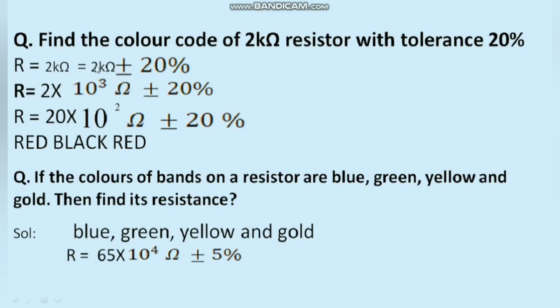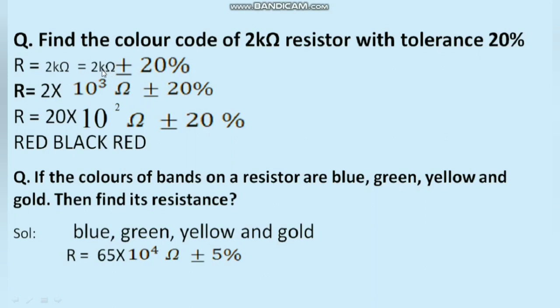How to write the true value? The true value is equal to measured value plus or minus error. Look at here, the measured value is 2 kilo ohm, and plus or minus the error percentage. First we have to write the given value of resistance, that is 2 kilo ohm, and for this we have to find out the color code. The real resistance may be 20% more than 2 kilo ohm or 20% less than 2 kilo ohm. That's why more than means plus 20%, less than means minus 20%. That's why we are writing 2 kilo ohm plus or minus 20%.